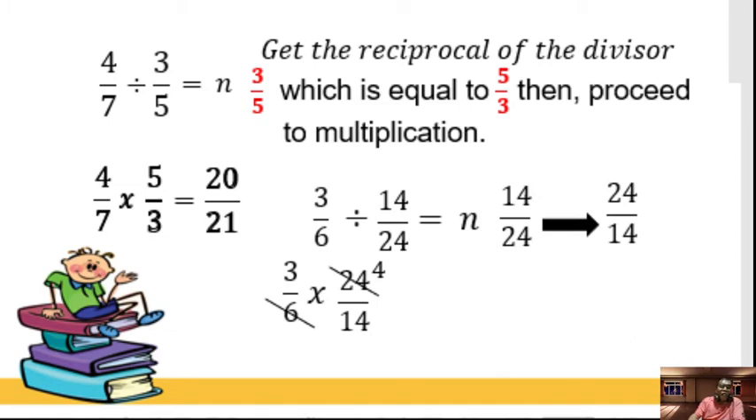Then proceed to multiplication. So you have 3 times 4 equals 12. And 1 times 14 equals 14. So that is 12 over 14. But we can still cancel or reduce that into lowest term. And that is equal to 6/7. Why is it 6/7? You divide 12 and 14 by 2.